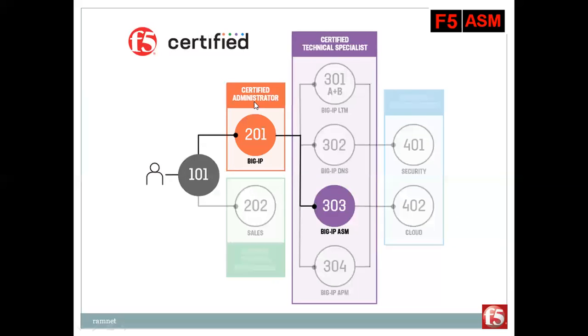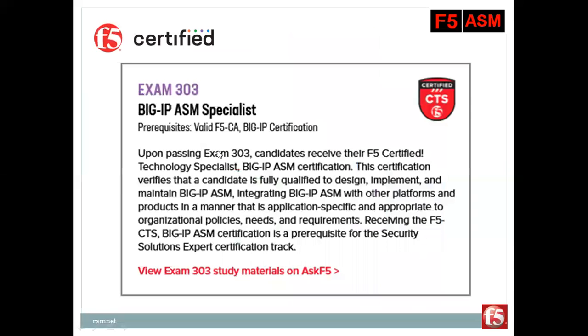That is the same as what has been given in the next slide. See that: 101, 201, then 303. What we learn in 303 is here. Upon passing 303, candidates receive the F5 certificate, Technology Specialist, BIG-IP ASM certification. This certification verifies that the candidate is fully qualified to design, implement, and maintain ASM, integrating ASM with other platforms and products in a manner that is appropriate to organizational policies, needs and requirements.